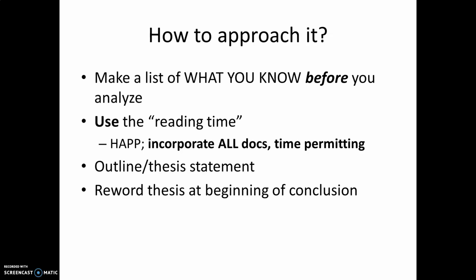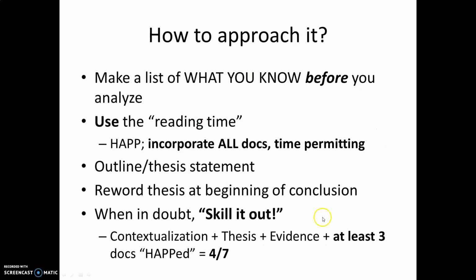You know, a DBQ is essentially an LEQ with documents, so a lot of these same skills apply. It's just that now you use HAP, and truthfully, when in doubt, skill it out. If you're not certain about the content, then look at the time frame. Figure out the theme. Like the theme for this particular DBQ was economic systems. So contextualize what's going on. Come up with a thesis, HAP, 3 documents, use evidence from at least 3. You can earn 4 out of the 7 points. When in doubt, skill it out. If you're proficient in your skills, you will succeed on the document-based question.